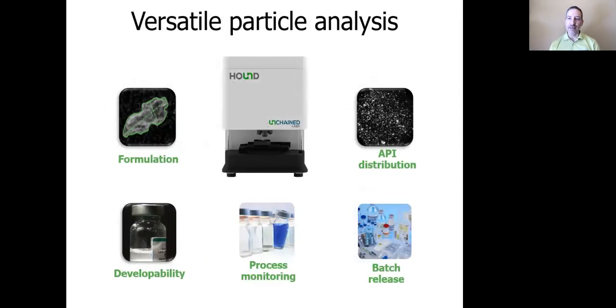In the brief time today, I hope I've given you some indication of what Hound can be used for. It can be used in a wide range of particle analysis applications, from simple things like API distribution, where you're more focused on count, size, shape, and morphology, to things like process monitoring and batch release, where you're also much more concerned with the identification of basically anything that could potentially be showing up in your sample.